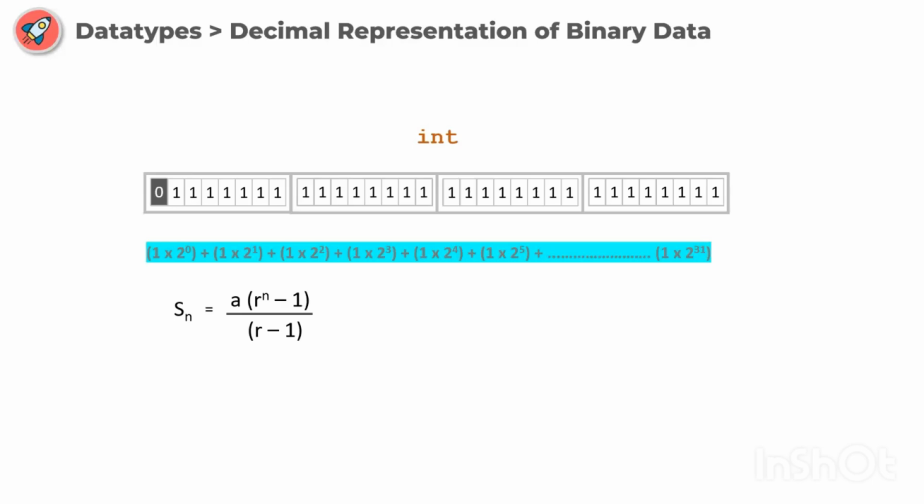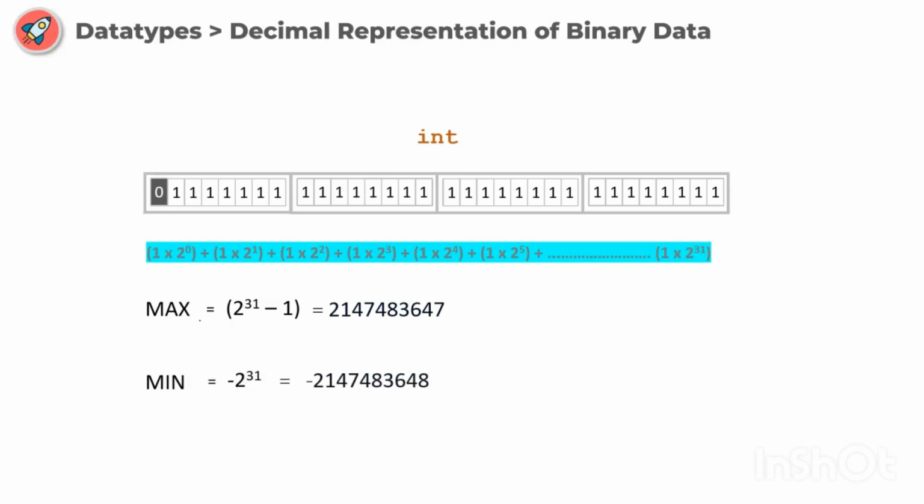So the formula becomes (2 raised to the power n minus 1) divided by (2 minus 1), which is the same as 2 raised to the power 31 minus 1. And that's the max value an int can achieve. Similarly, the minimum value should be the negative of the max value, but I'm afraid that's not the case. Rather, the min value is 1 less than that, which means it is negative of 2 raised to the power n instead of negative of 2 raised to the power n minus 1.